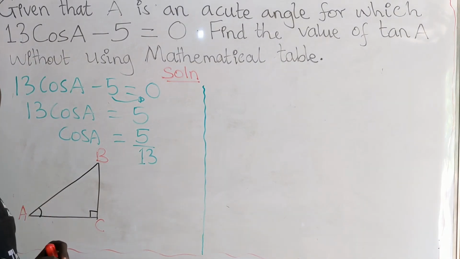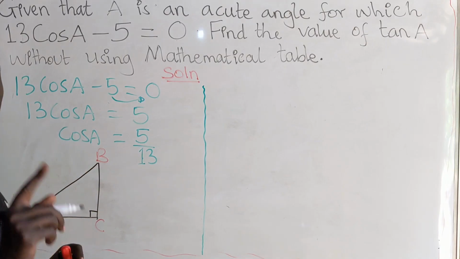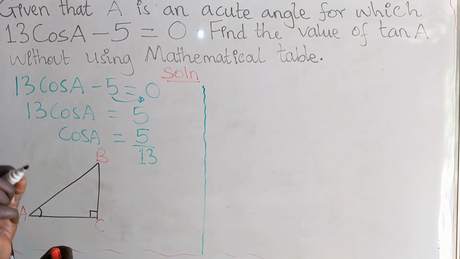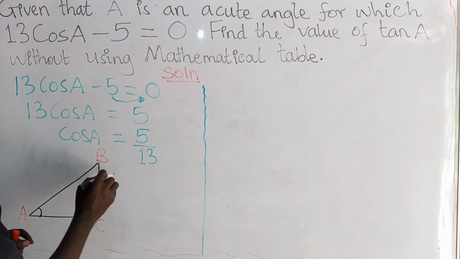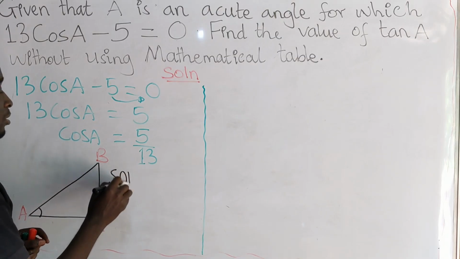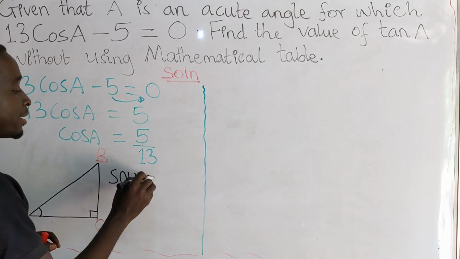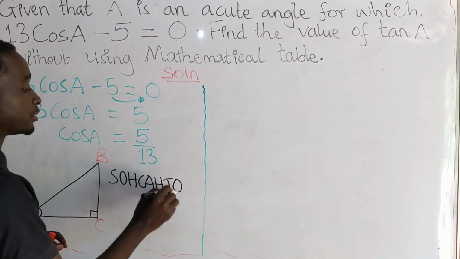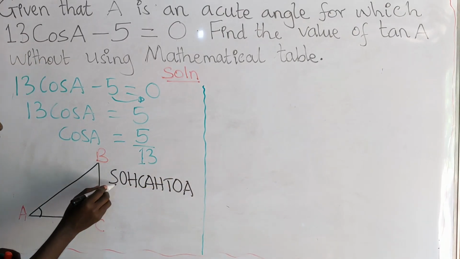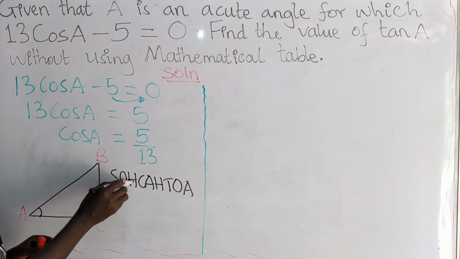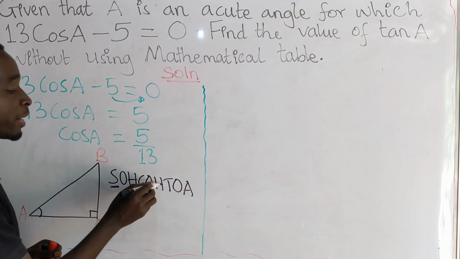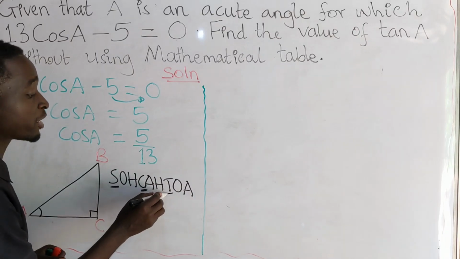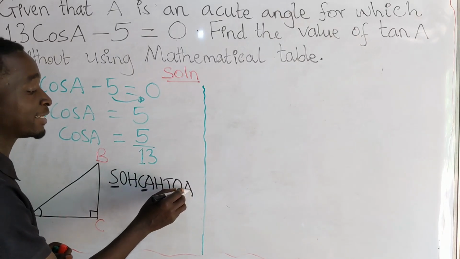So you have to remember that we have a general rule for trigonometric ratios, meaning tangent, cosine, and sine, known as soikaitoa. In this, it means that to get sine of an angle, we take opposite divided by hypotenuse. To get cosine of an angle, we take adjacent divided by hypotenuse. To get tangent of an angle, we take opposite divided by adjacent.